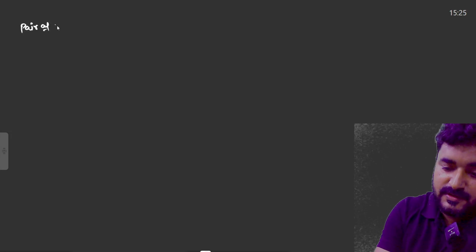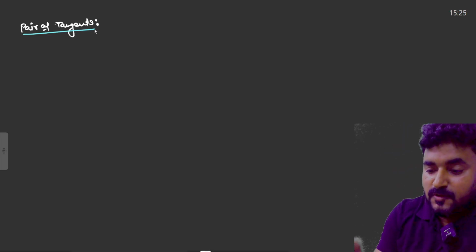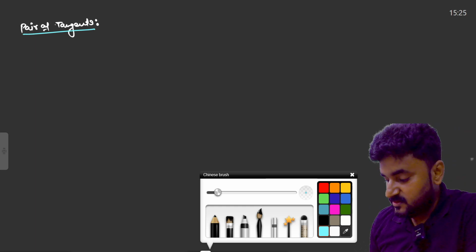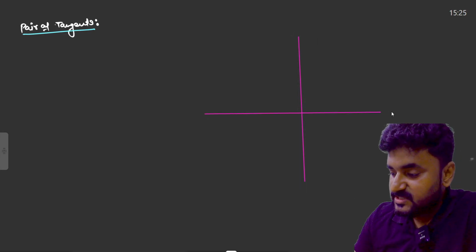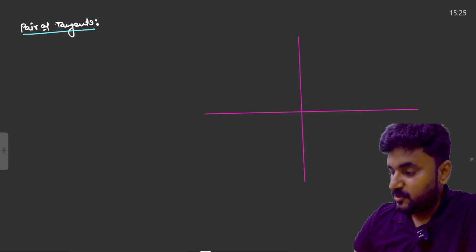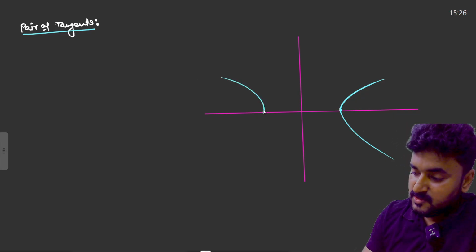Pair of tangents. So what is the pair of tangents? It means the equation of the pair of tangents. For the equation of the pair of tangents, I will again draw two tangents on the hyperbola from any external point.